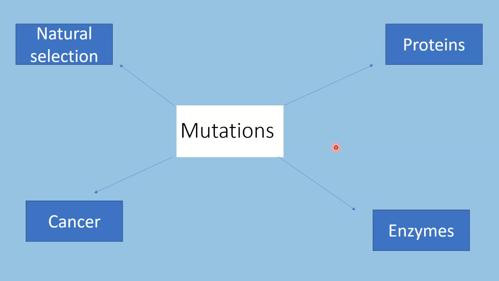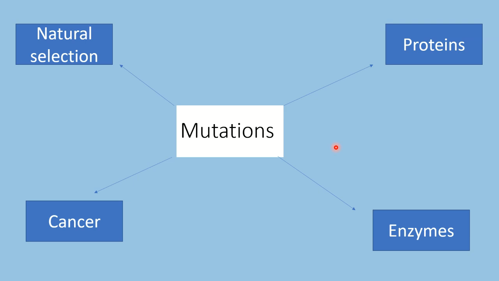Now, these are the 4 or 5 major topics that you have to relate mutations to. So mutation, in the exam, they can ask you about mutation happening to a protein, mutation happening to an enzyme, mutation causing cancer, and rarely some mutation can result in natural selection. So what do you write? What are the key things to write in your exam to get those marks?